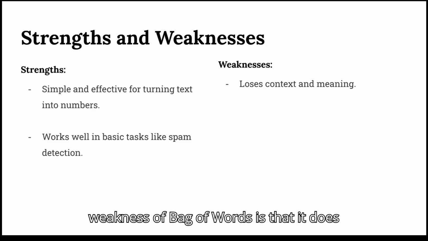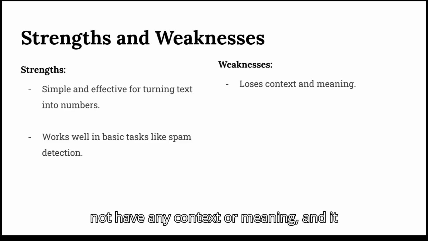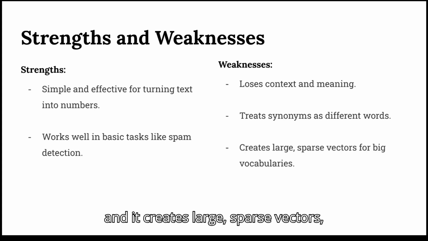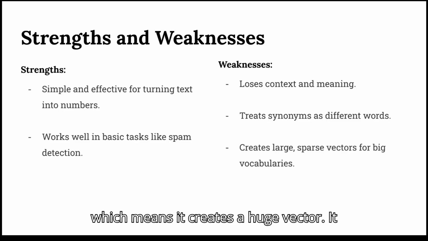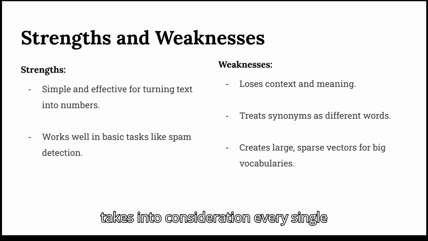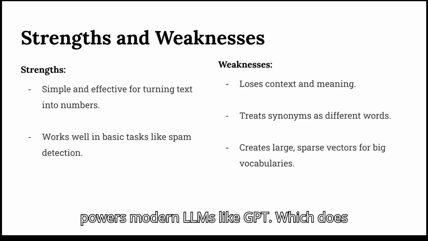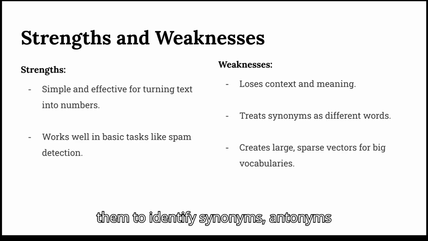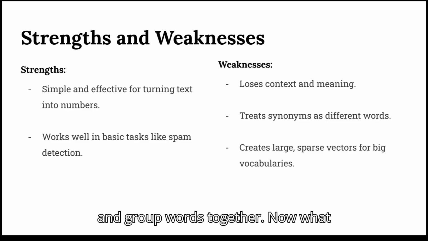Whereas the core weakness of bag of words is that it does not have any context or meaning, and it also treats synonyms as different words. And it creates large sparse vectors, which means it creates a huge vector. It takes into consideration every single word, where there are much more sophisticated algorithms today that power modern LLMs like GPT, which do not consider all the words, but build more like semantic trees, which help them to identify synonyms, antonyms, and group words together.